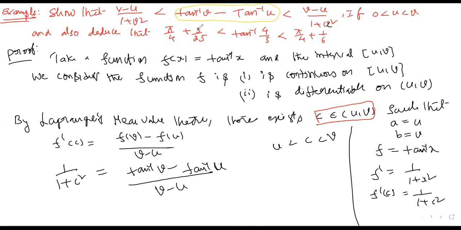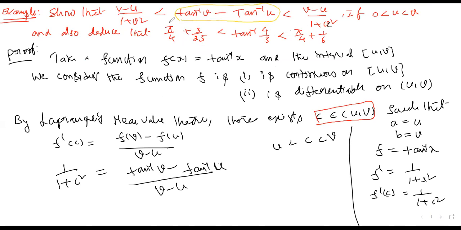Pi by 4 plus 3 by 25, which is less than tan inverse of 4 by 3, which is less than pi by 4 plus 1 by 6. Now we have to prove this one. In this one, I will give one of the hints. All of you understand this hint.